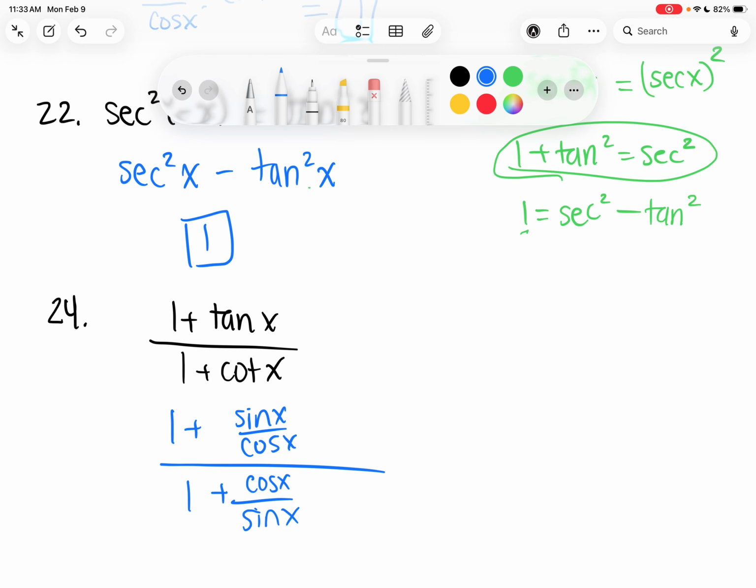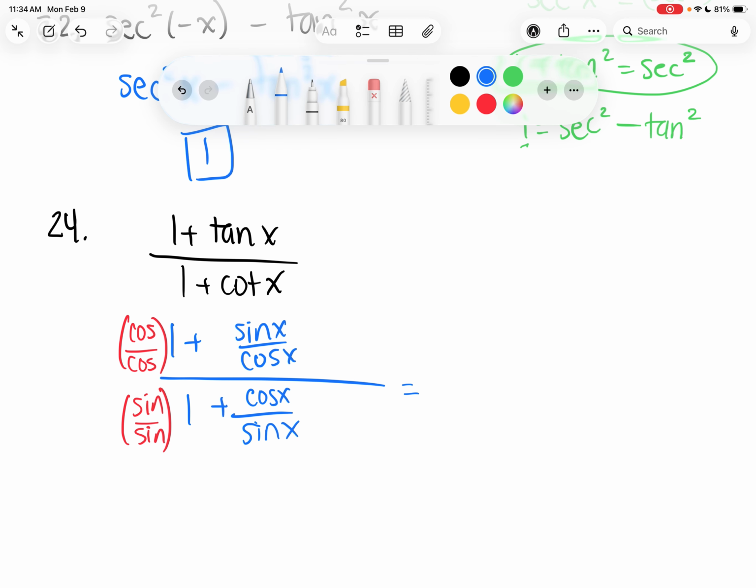Now, at this point, a lot of people want to do Shepard's favorite thing, keep, change, flip, but I can't do that yet because of that plus in the top, those things being added. So I'm going to need to get a common denominator on the top and a common denominator on the bottom, respectively, because obviously they're going to be different. Once I have that, it usually works out for me to keep, change, flip, and things simplify down much nicer at that point. So I need a common denominator here. That means I'm multiplying this 1 by cosine over cosine. On the bottom, I'm multiplying this 1 by sine over sine. You get a common denominator.